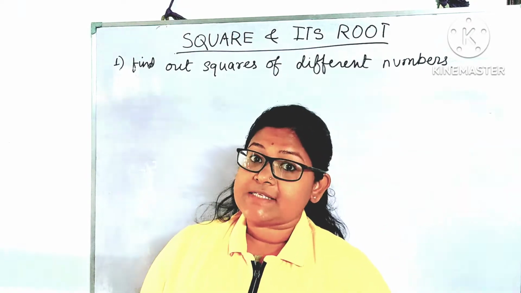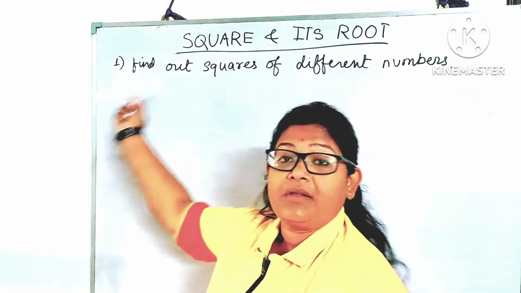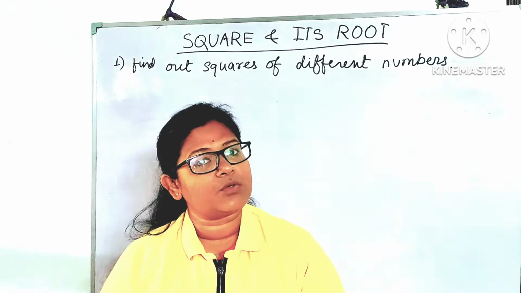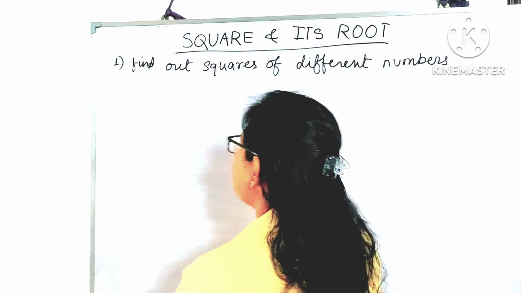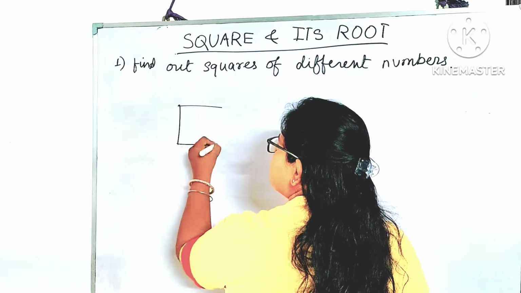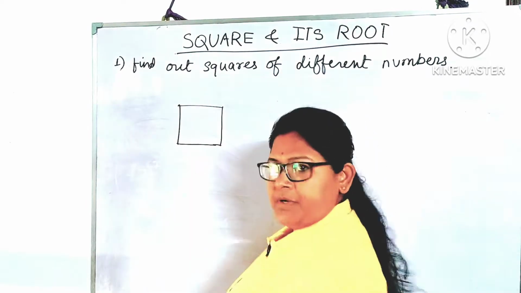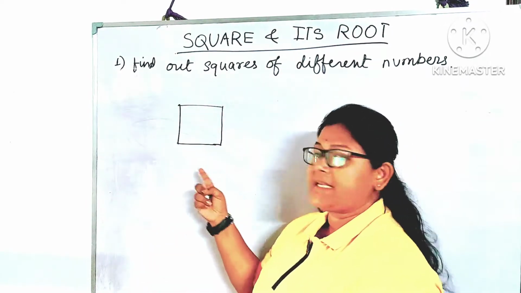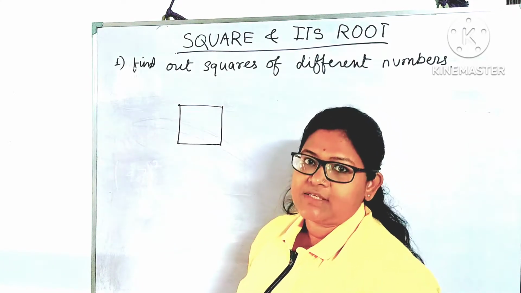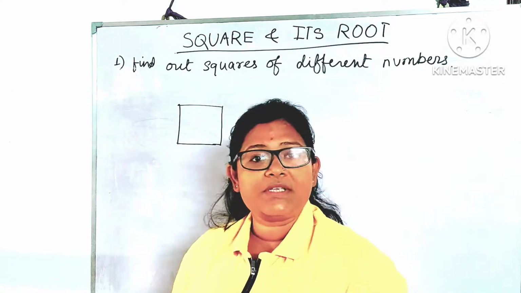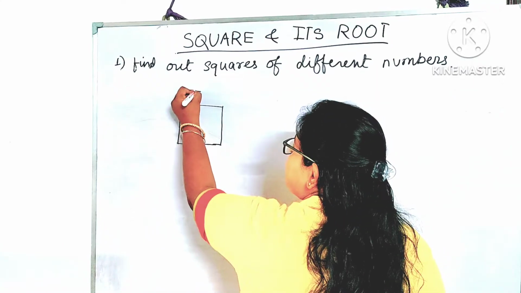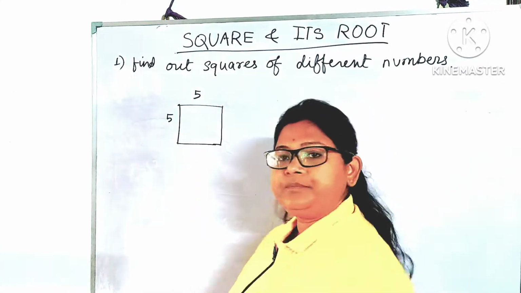Today we will be discussing a wonderful topic, that is square and its root. Well, what do you mean by a square? We have learned that any shape whose all four sides are equal is considered a square, right? But in this case, there's a slight twist. What is the twist? The twist is, it's a calculation of a number.